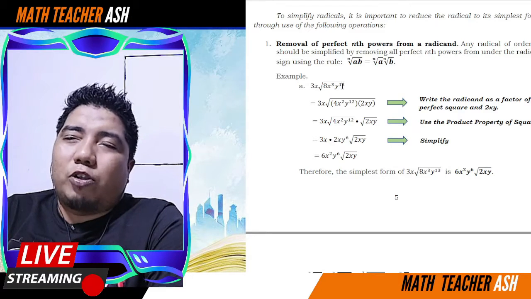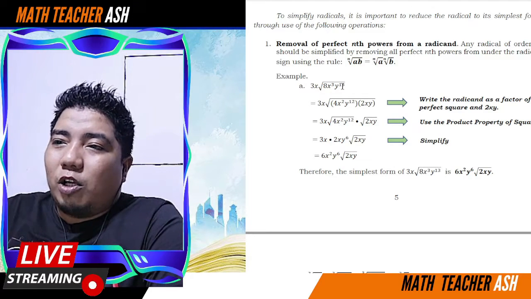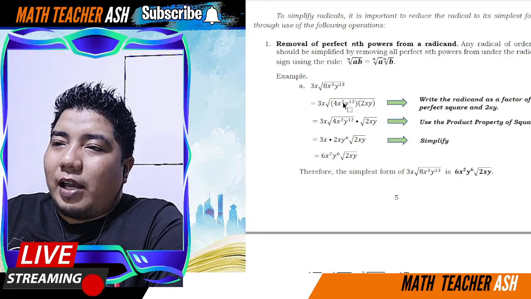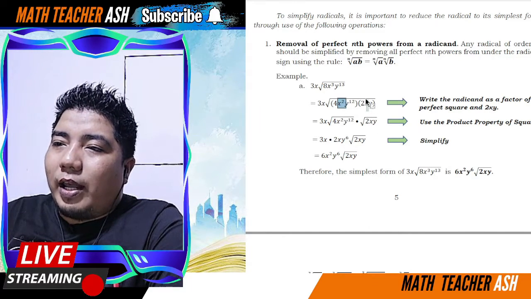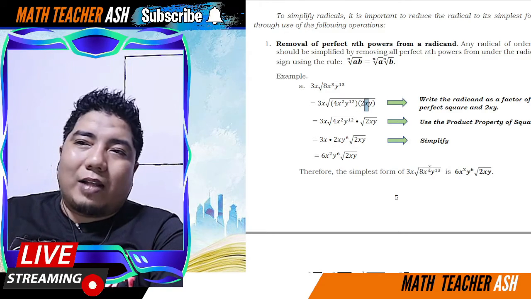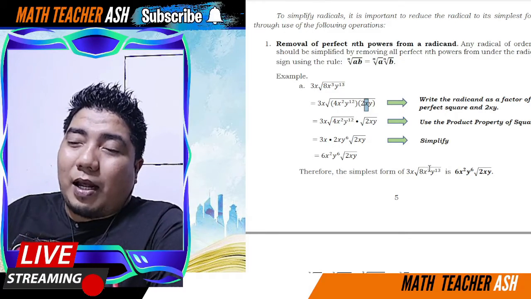So, ano ba mga factors ng 2? That is x squared and x. So, we have here x squared, and we also have here another x. So, total x cubed, using the product rule.